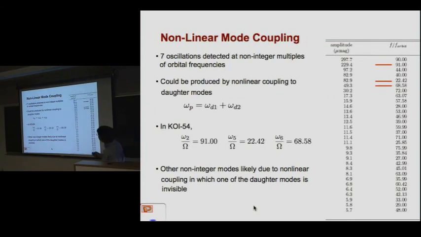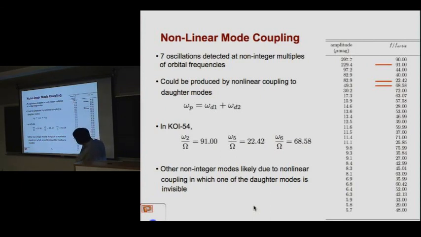Finally, let me just mention another important thing about the system. There are many other oscillations that we detected that have non-integer multiples of the frequency. What are they? Why is that? The forcing frequency is always an integer times the orbital frequency, because we have an elliptical orbit. But they do detect nine oscillations with non-orbital harmonics.